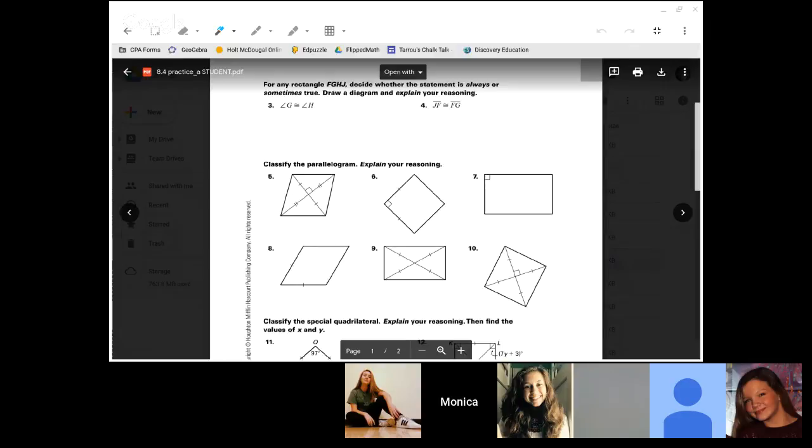And the reason would be because your diagonals are perpendicular. If they were congruent, then we could say it was a square. But since they're not congruent, that also proves it's a rhombus. Does that make sense? Okay. So why do you think 6 is a square?